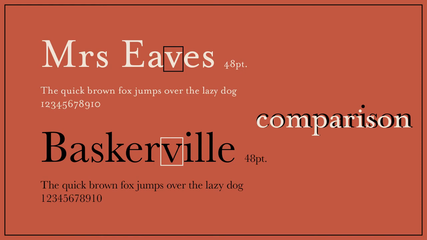Here, I've highlighted the lowercase v characters in both typeface examples. The thicker hairline in Mrs. Eaves clearly showcases lower contrast than that on the v in Baskerville. Next, I've highlighted the lowercase e's. In Mrs. Eaves, the e showcases a smaller counter and larger bowl, while Baskerville showcases the inverse.